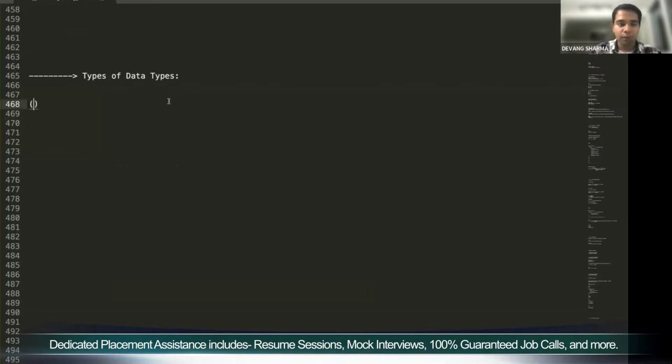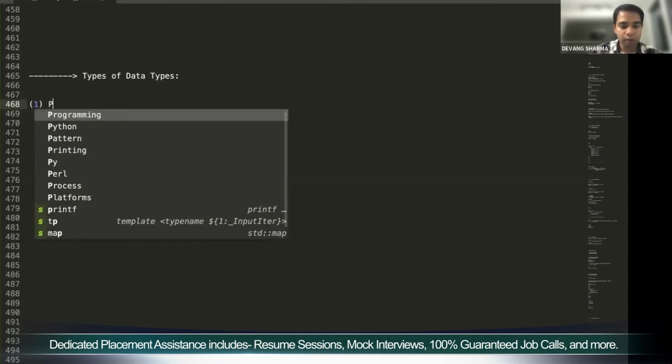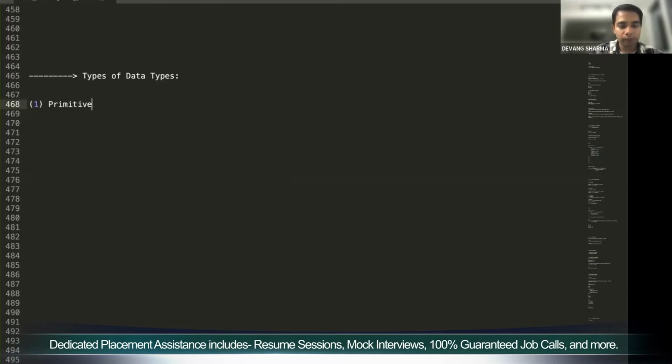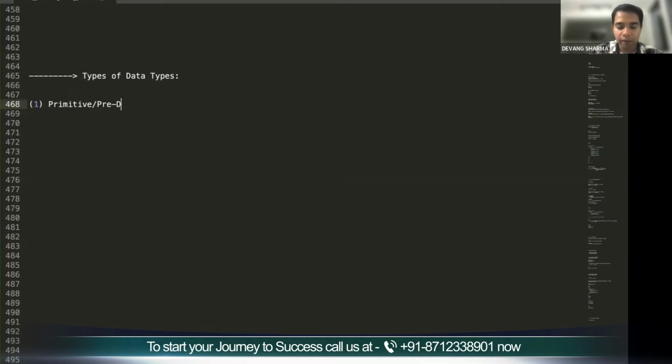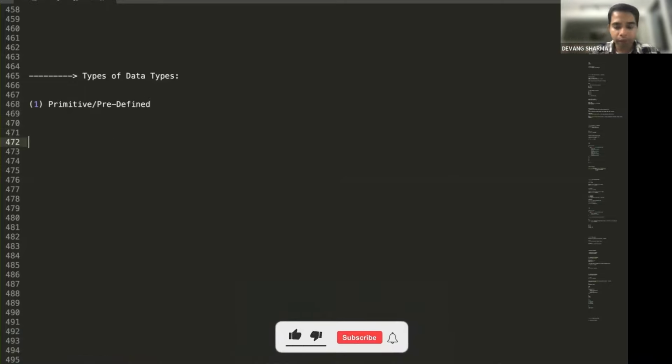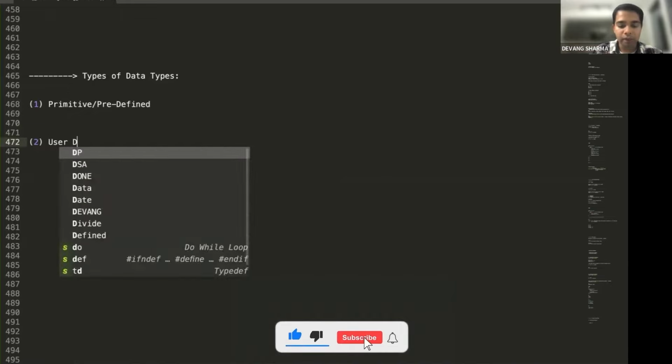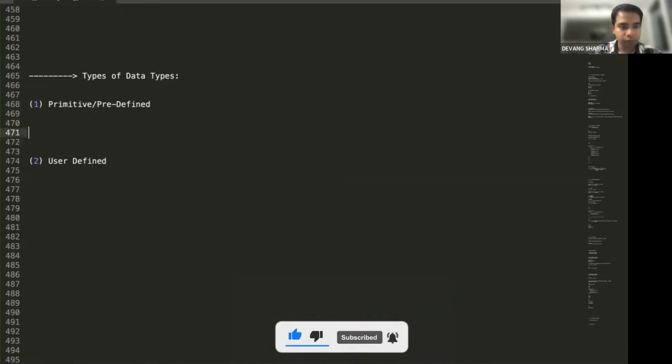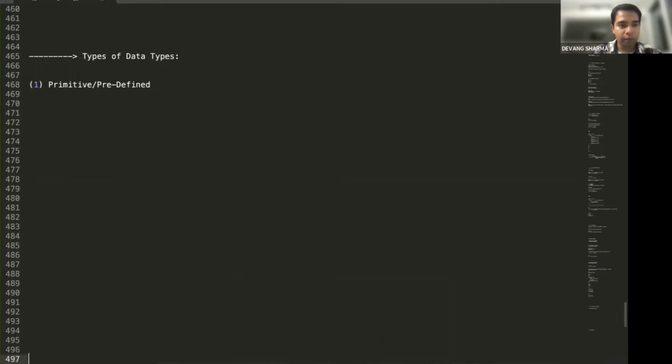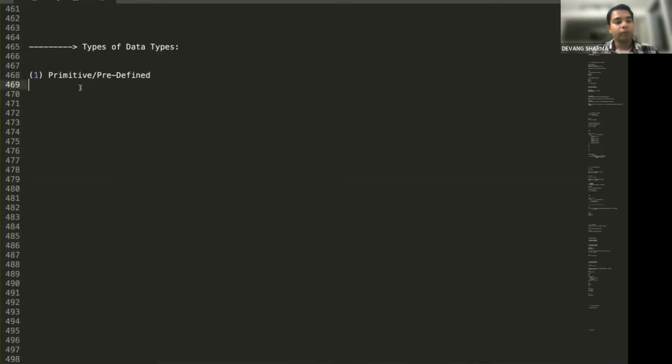Okay. So broadly, we classify into two categories. One is called primitive or predefined. Predefined is something which is available in the language itself. You don't create it. And second is user defined, meaning you create it in that language. So we have two different types of data types. Primitive means it is available with the language itself, for example, integer, character. You did not create the data type. They were already present in the definition of the language. You are just using it.